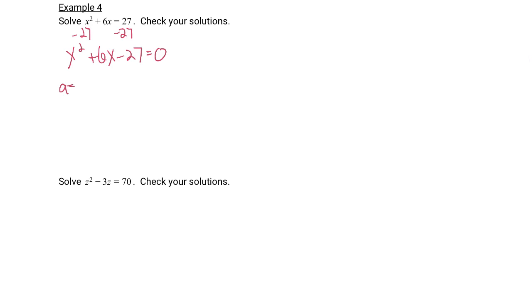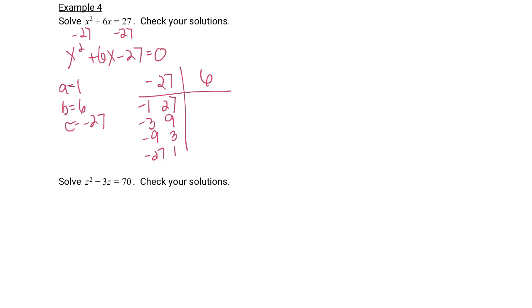I can write A is 1, B is 6, C is negative 27. Let's make a table. A times C is negative 27, B is 6. If A times C is negative, that means our factors have opposite signs. So I'm going to do negative 1 and 27, negative 3 and 9, negative 9 and 3, negative 27 and 1. Then we add: 26, 6, negative 6, negative 26. Our winner is the second one here.